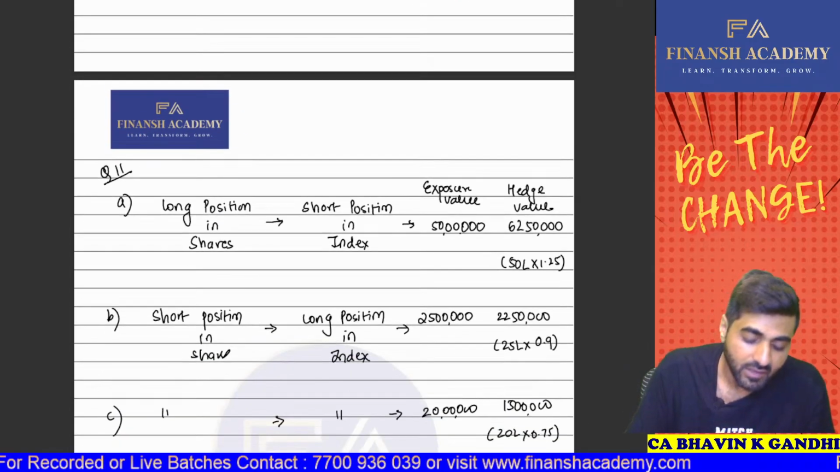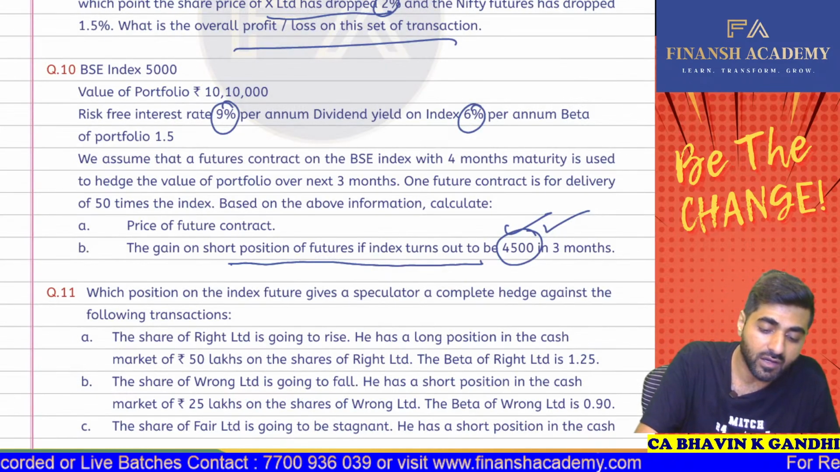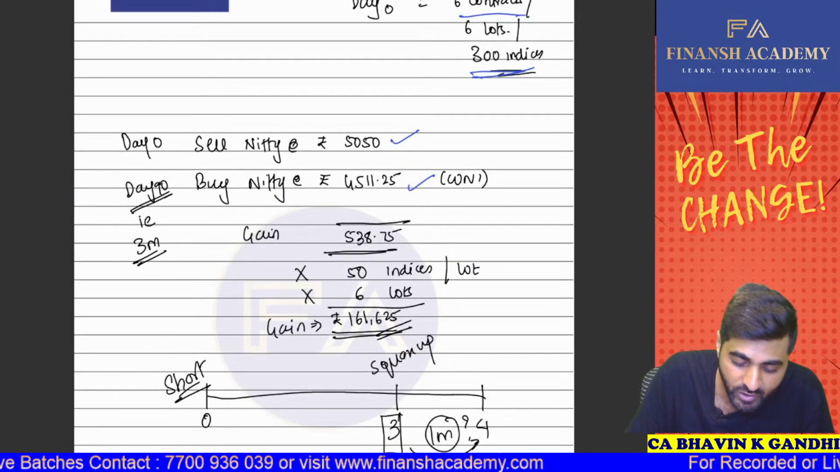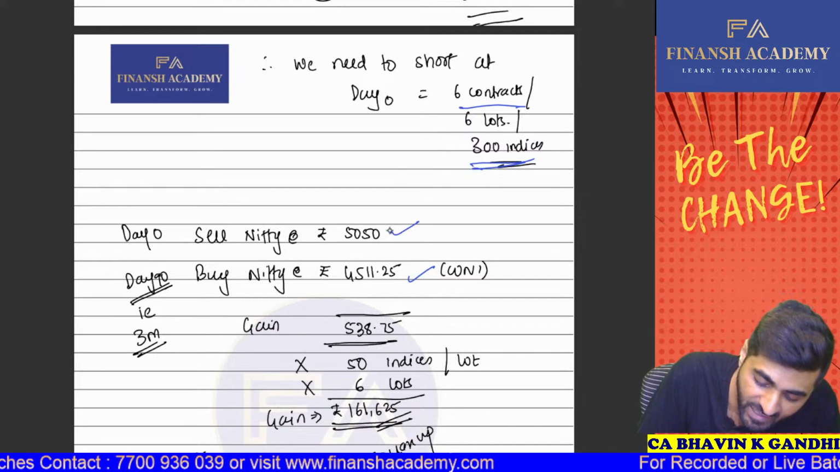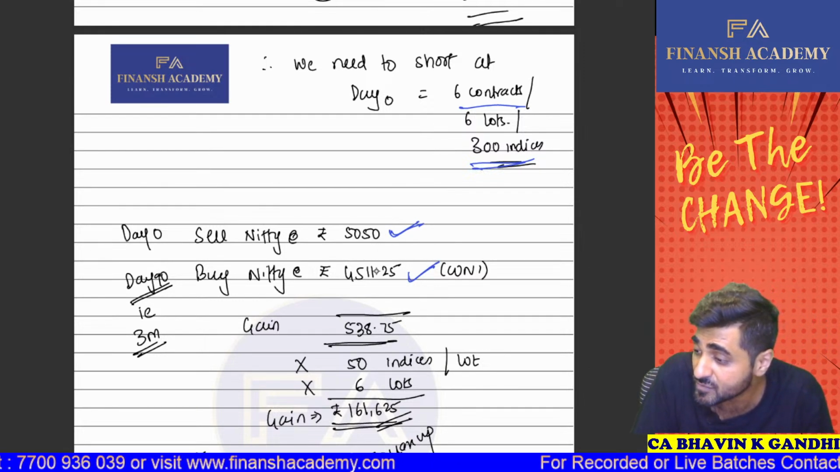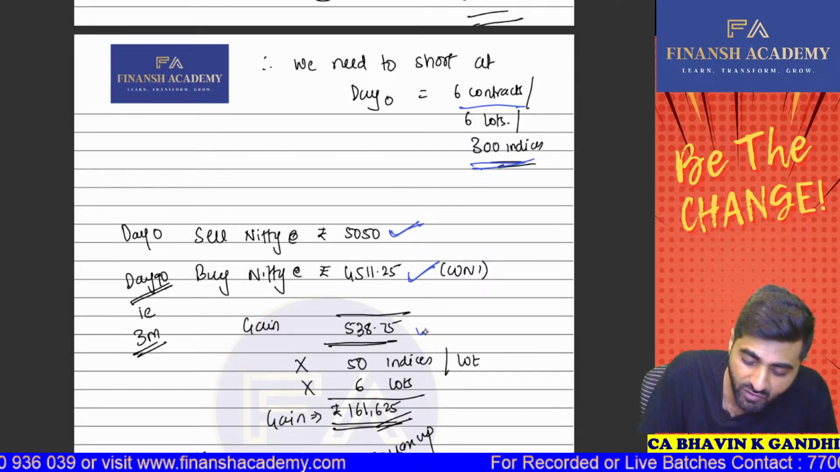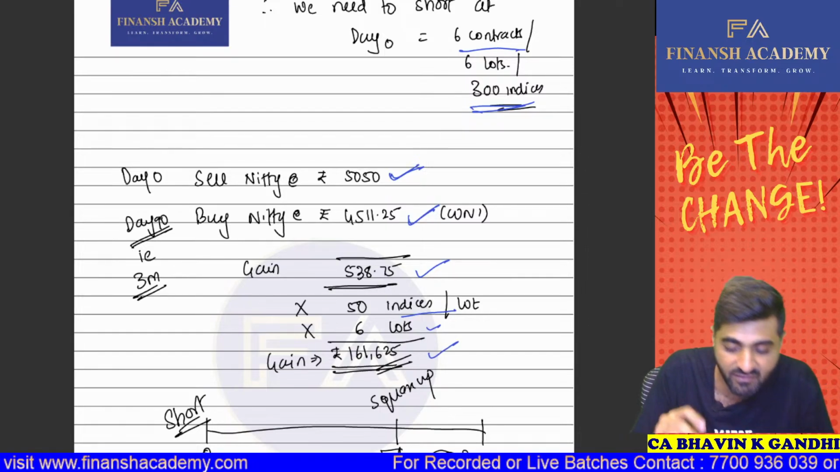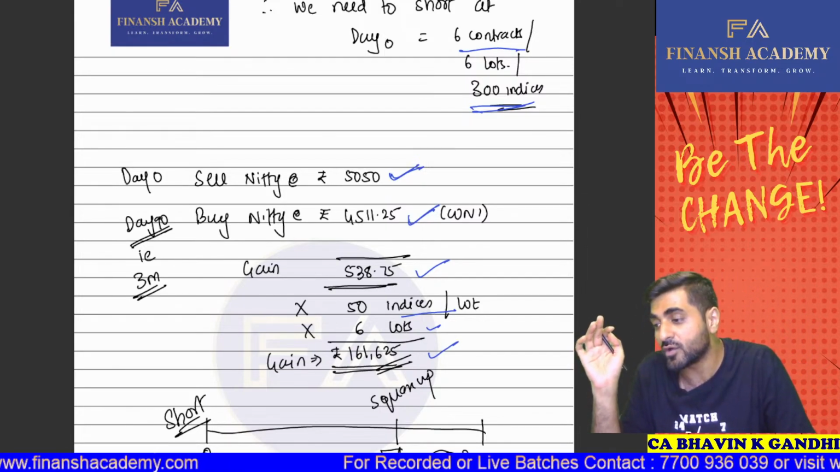So what is the final answer? The final answer is, my dear students, we were actually selling the Nifty at 5050 and we are buying it at 4511.25. So this will actually give you a gain of 538.75, and there are 50 units per lot. There are 6 lots. So this is the final gain which you are going to get.